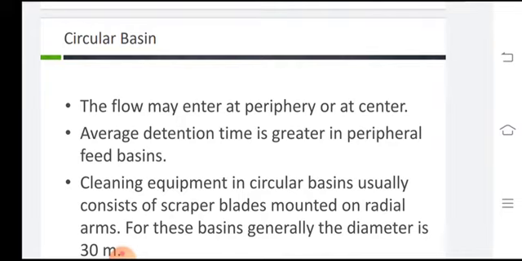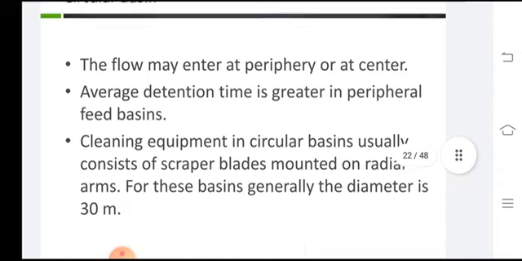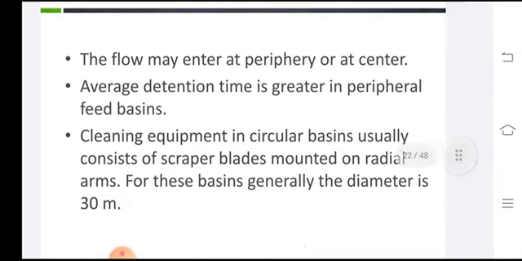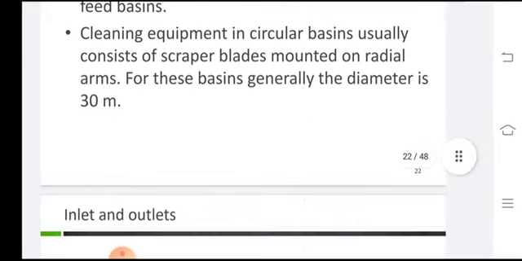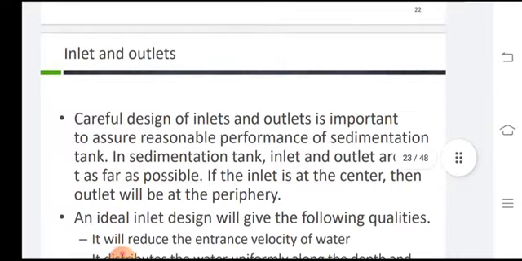Then there are some requirements of the blades for the cleaning purpose of the circular tanks. So in this case it is only possible if we are considering the design of circular tanks, and the diameter is supposed to be 30 meters.